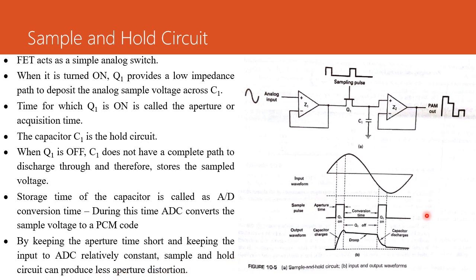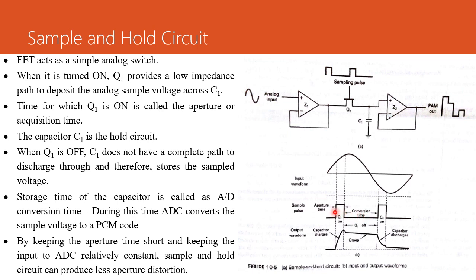Here you can see the input-output waveform. We have the analog input and we have the sample pulse. When your sample pulse is in the high position, at that time your Q1 is on. The time for which Q1 is on is known as what? The aperture time. When your sample pulse is low, the capacitor can store that value. At that time the conversion happens. That is known as the conversion time.